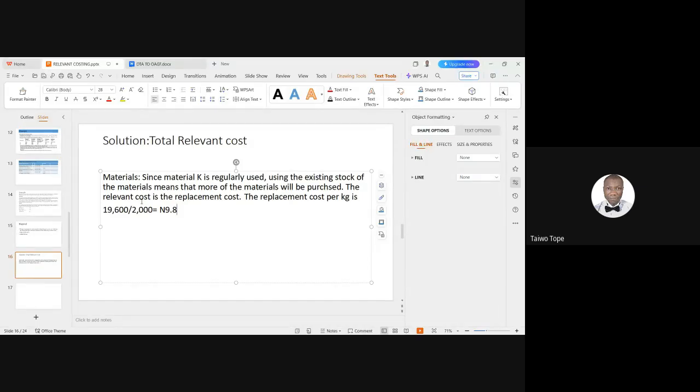Now that this will increase by 5%. If it will increase by 5%, I already know that I will just use 1.05. You can do it the way you understand: 5% of 9.8, you now add the result to 9.8. So the result will be 10.29 per kilogram. That will be the replacement cost per kilogram.